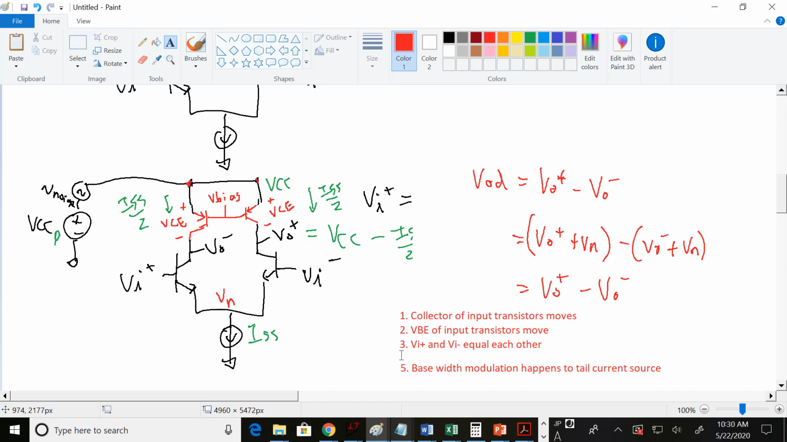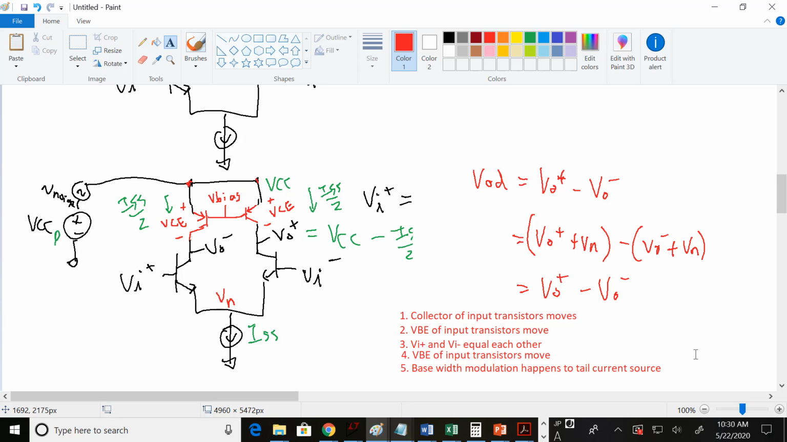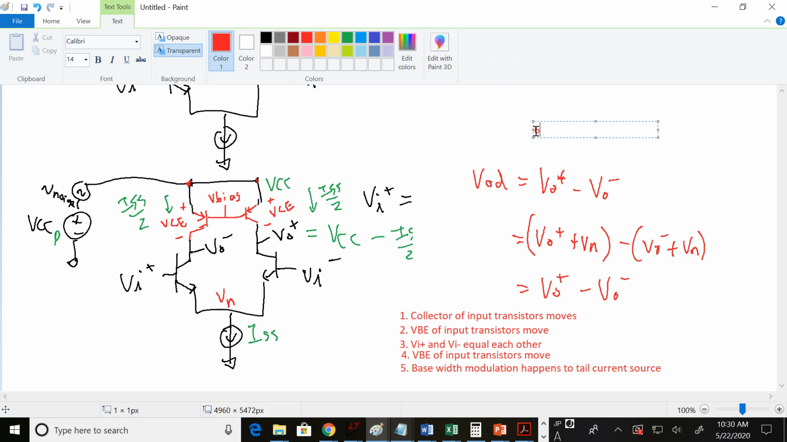See, Vi plus equals Vi minus. Okay, so I think this one was: the VBE of input transistors move. Base width modulation happens to the tail current source, and ISS actually changes. So ISS changes due to base width modulation. And now ISS over 2 is different, and your Vouts respond differently.